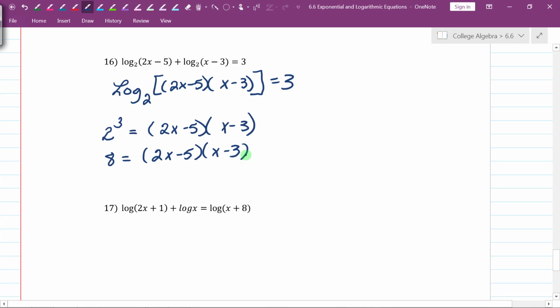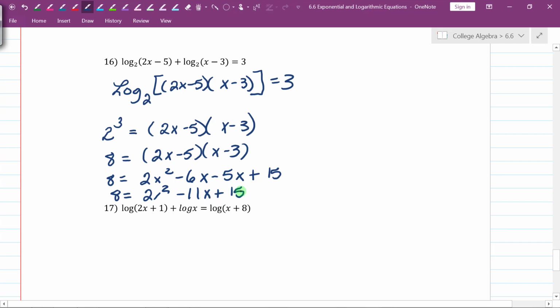We're going to use the distributive property or FOIL and rewrite this as 2x times x, 2x squared. 2x times negative 3, negative 6x. Negative 5 times x, negative 5x. Negative times a negative gives me a positive 15. Now I'm going to combine like terms. 8 is equal to 2x squared, negative 6x minus 5x is negative 11x, plus 15.